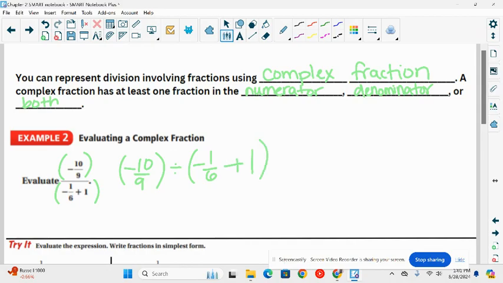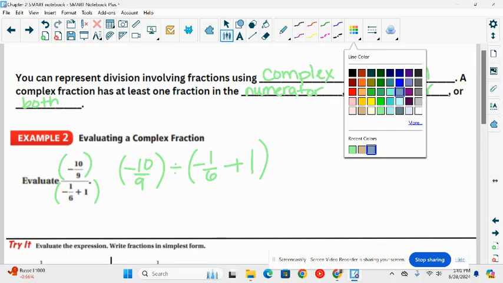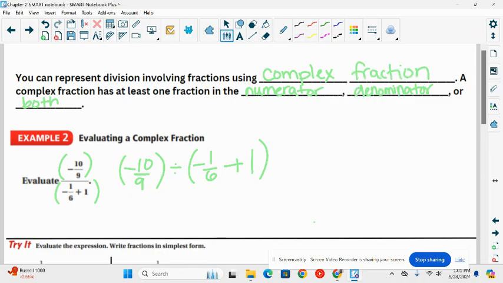So where would we start? Second set, right? Because that's actually got an operation going on. So here I'm adding fractions. What do I have to have when I'm adding fractions?